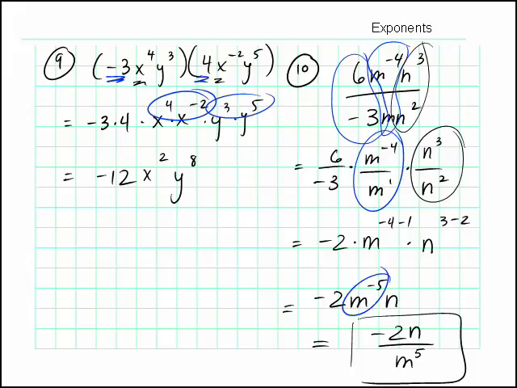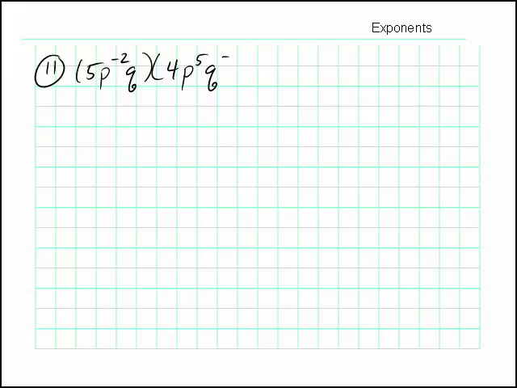Number 11, that is. Number 11. We have 5 p to the negative 2 q times 4 p to the 5th q to the negative 3 over 2 p to the negative 5 q to the positive 5.